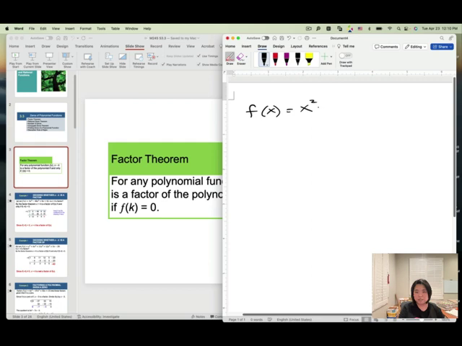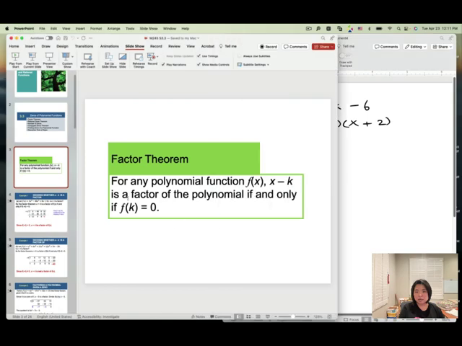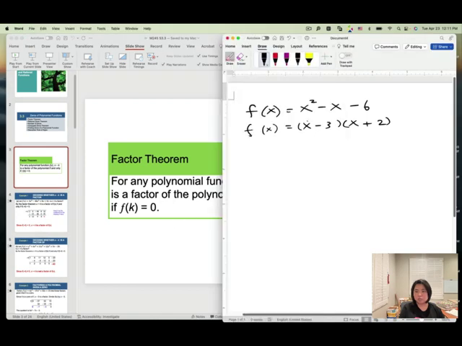Let's say I have f of x equals x squared minus x minus 6. Since this is a quadratic, I could just factor it using the x method. So that will be x minus 3 and x plus 2. When you distribute it using the FOIL method, you get back x squared minus x minus 6. The factor theorem says that if x minus k is a factor of a polynomial, this is called the factor. x minus 3 is a factor of f of x.